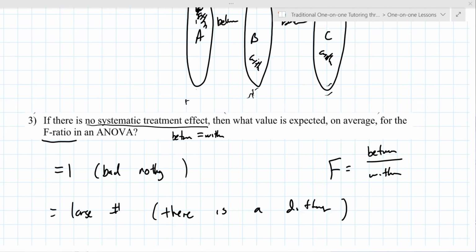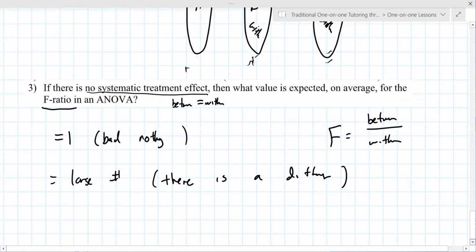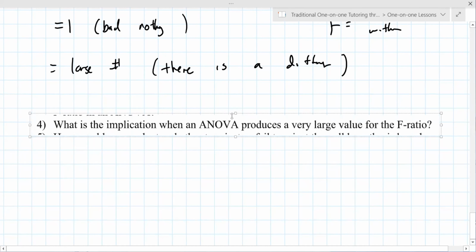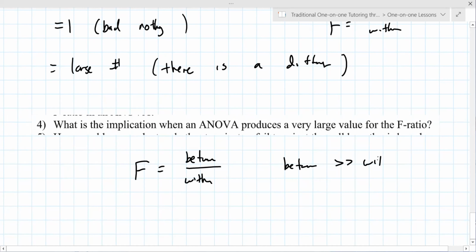We can move on. Yep. So 4 is kind of a related question. If there was a systematic treatment effect, then F would be very large. Okay, and that's what this is asking here. It's saying, what does it mean if you get a large F? Because F is between over within, it means that the between is a lot larger than the within. And that means that there is a systematic effect. Like the treatments do something different. The groups are different between each other. Okay.